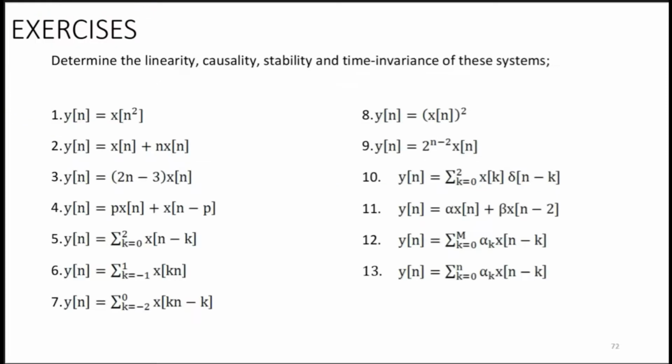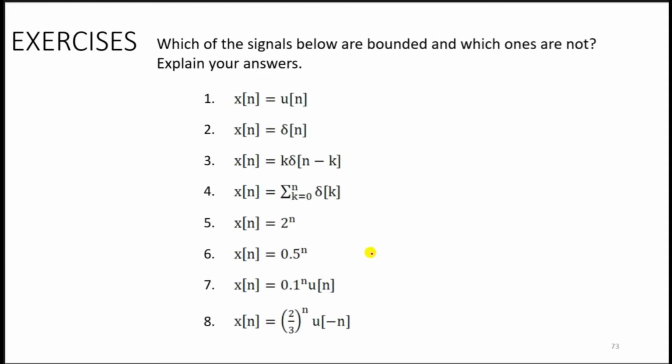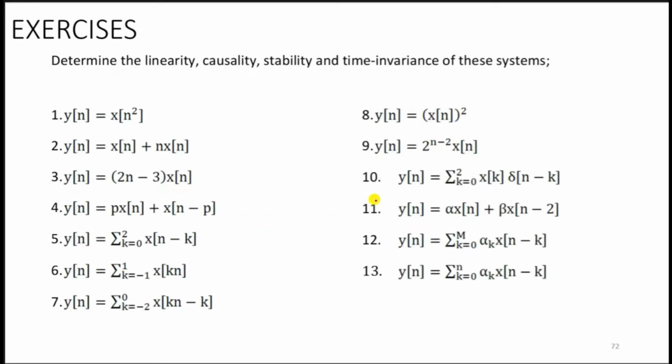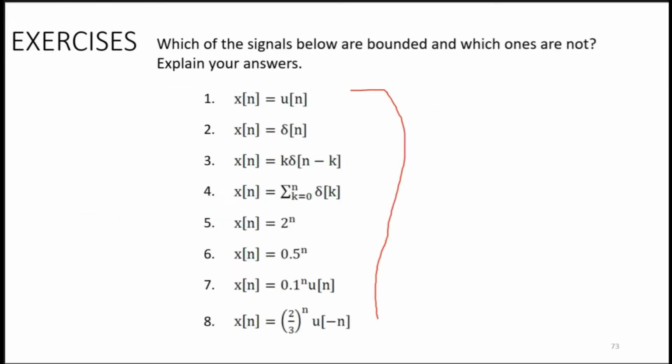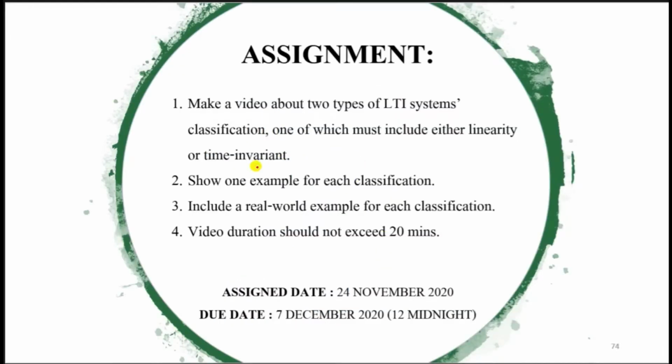Okay, now here are some exercises systems that you can try. So you can check the linearity, causality, stability, and time variance of the system. And you can also check whether these input signals here are bounded or not. All right, so try this exercise and compare your answers with each other, and I will provide some of the answers later on.